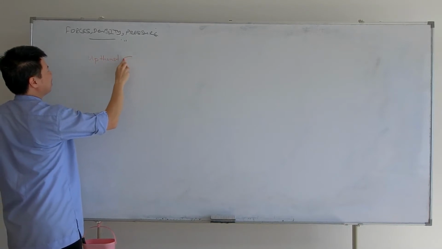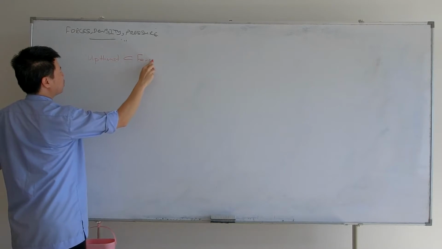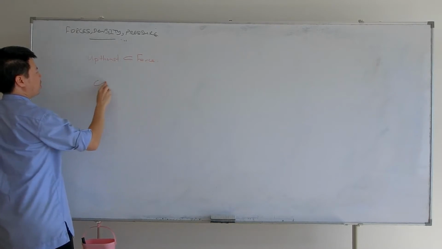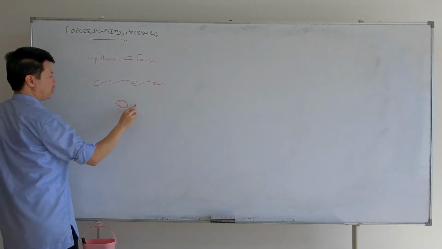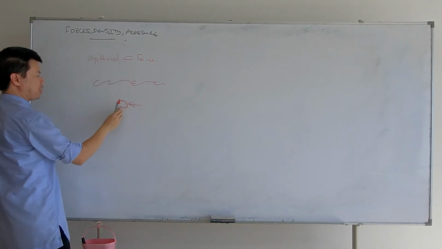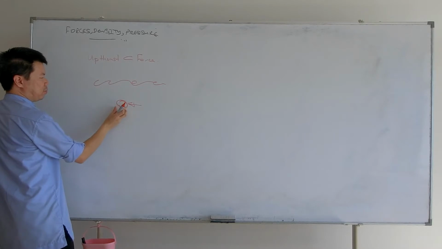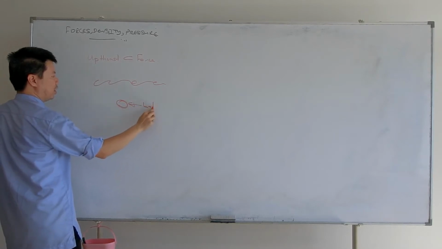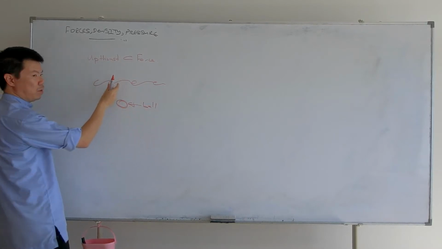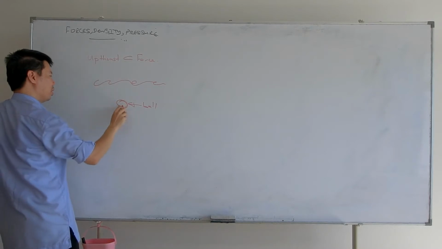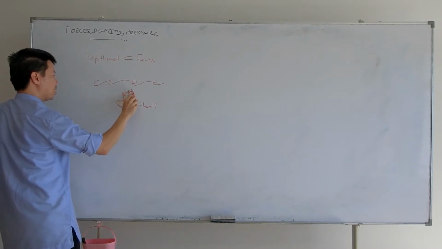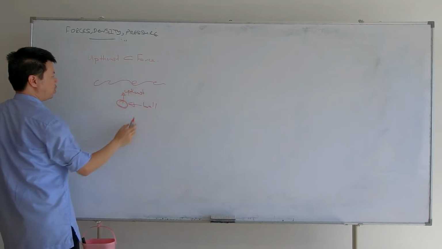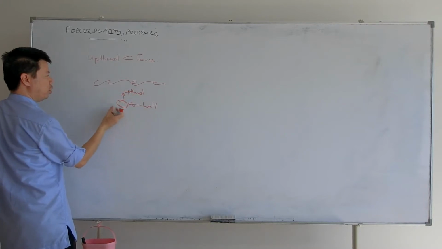Upthrust is a force, so it's a subset of force. For example, if you have water and a plastic ball, and you push the plastic ball into the water, why does the plastic ball actually float up? That's because there is something called upthrust, a force due to the water pushing the ball out.